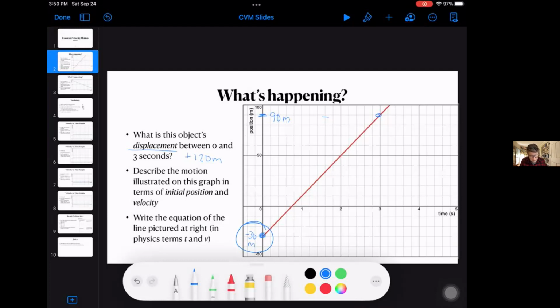Okay, so we need the slope of this line. I'm going to use that 90-meter position, and I'm going to calculate slope as such. I'm going to find how much the graph rises over how much it runs. This we had already answered. This was 120 meters of displacement. And the time interval, 1, 2, 3, 3 seconds. So the change in position over change in time, that is velocity. That's 120 divided by 3.